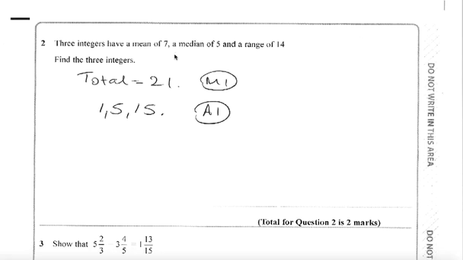Question 2. If three numbers have a mean of 7, then the total of the numbers is 21. If one of the numbers is 5, the median is 5, the other two numbers must total 16. And to have a range of 14, they must be 1 and 15.